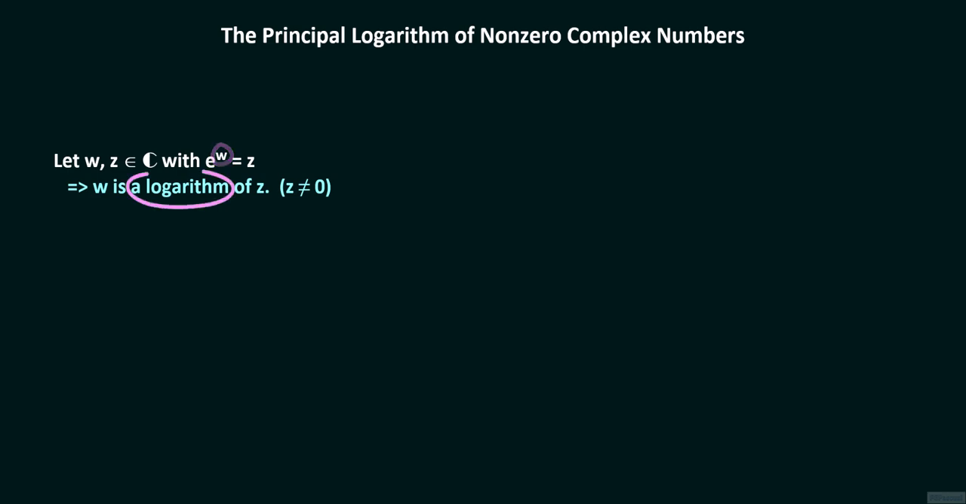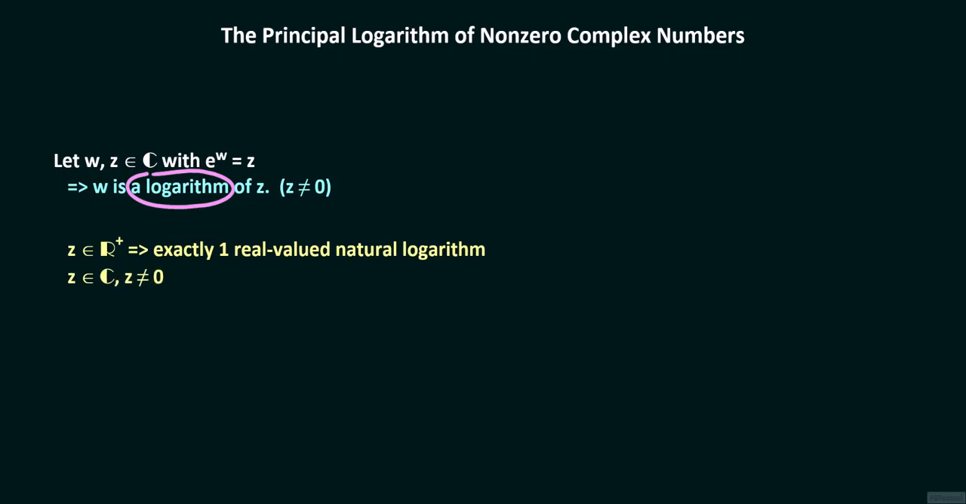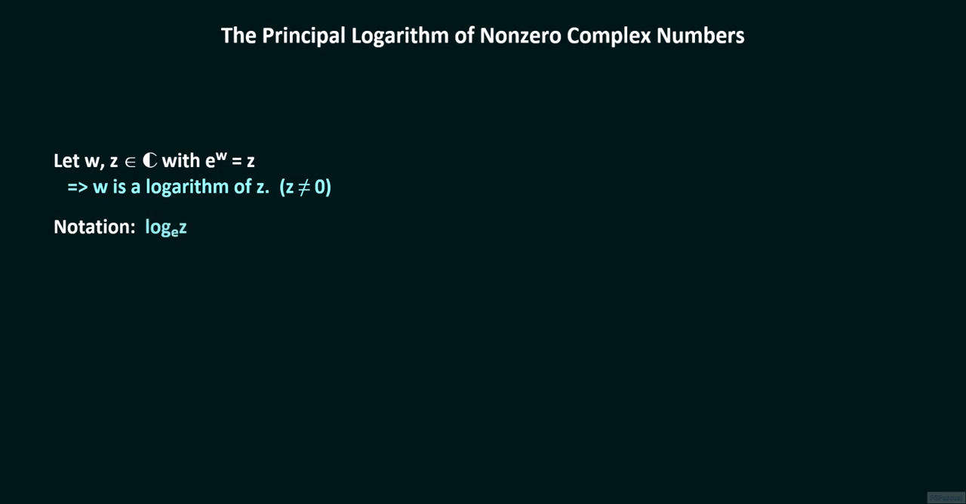We say a logarithm and not the logarithm because every non-zero complex number has multiple logarithms, unlike the real valued logarithm function for positive real numbers. Every positive real number has exactly one real valued natural logarithm. In contrast, every non-zero complex number has infinitely many complex valued natural logarithms. Before we elaborate on this, we introduce notation for the logarithm of z with irrational number e as base, or plainly the natural logarithm of z. This logarithm is also often written as ln(z), but in this lecture we will denote the natural logarithm of z as log(z).